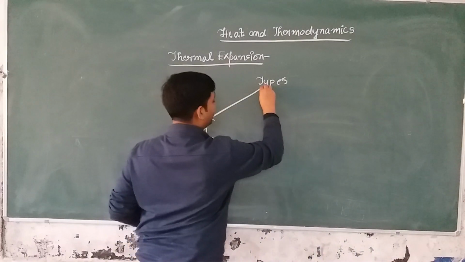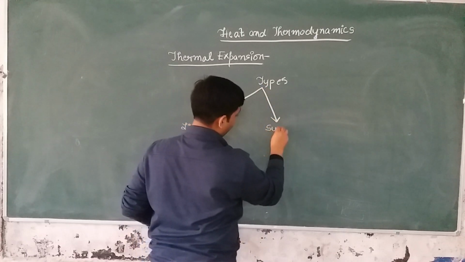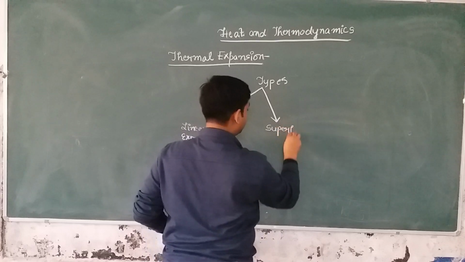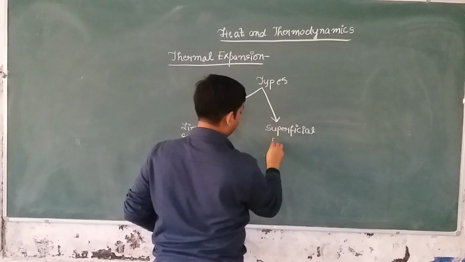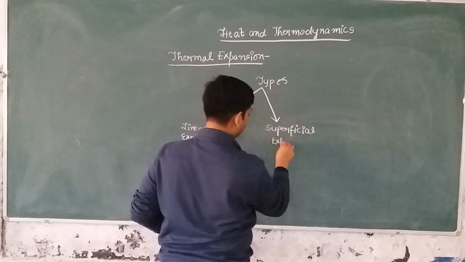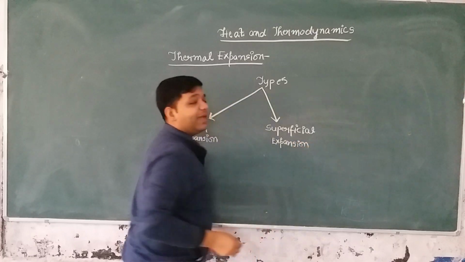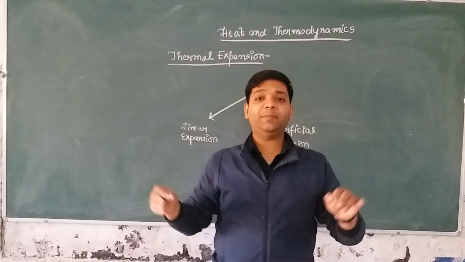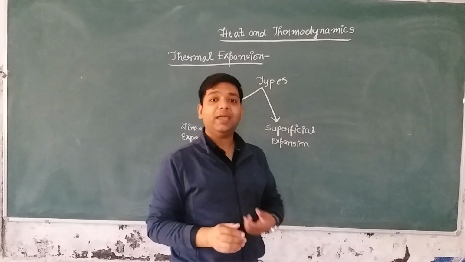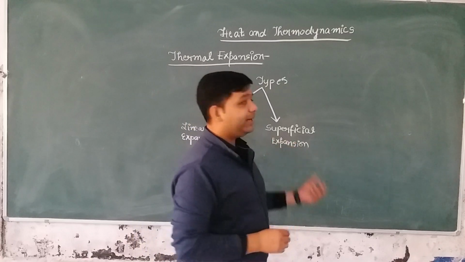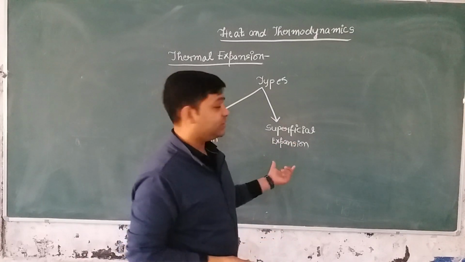The second type of thermal expansion that we have is superficial expansion. So what is superficial expansion? Let's say we have a metal plate. When we heat that metal plate, the area of the metal plate increases, and that is what is called superficial expansion.